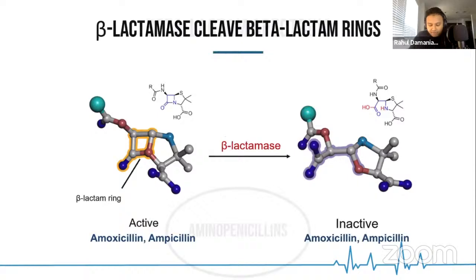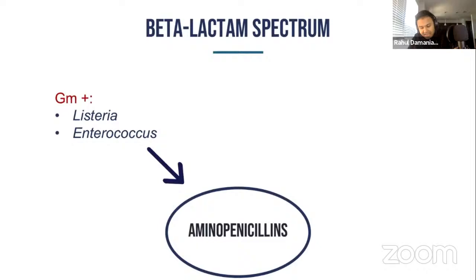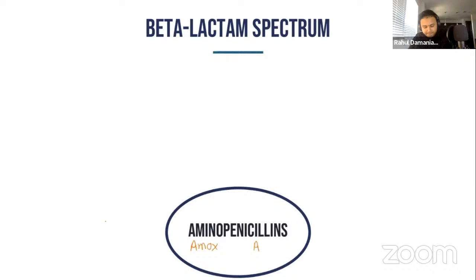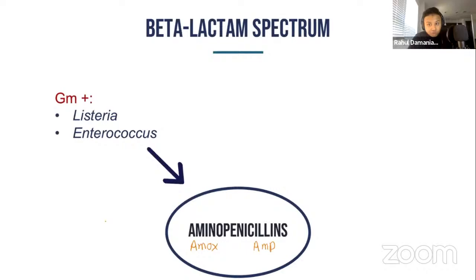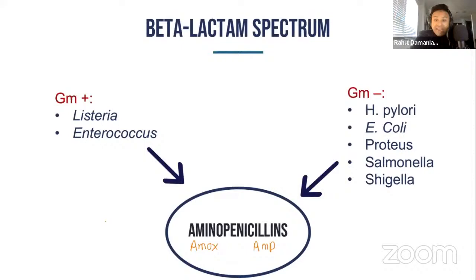All right. So when we think about aminopenicillins, which is your amoxicillin and ampicillin, you're going to be thinking of gram-positives, such as listeria and enterococcus. Remember that enterococcus likes bile and 6.5% very salty conditions. Aminopenicillins are going to be used in some gram-negative infections. For example, H. pylori or E. coli, which causes urinary tract infections. Proteus, which is going to cause struvite stones. We talked about that in our renal NBME top concepts.